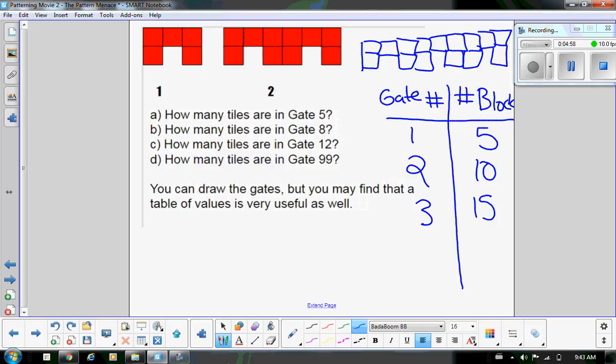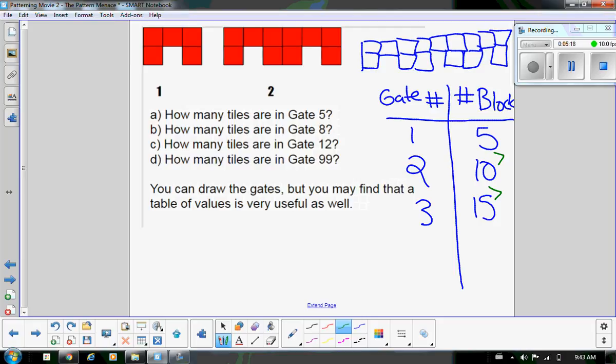To help us figure out how many blocks are in gate number 5. Jane, who should we call? We can call the green arrow. Oh, there we go. Green arrow. Now, that is green.